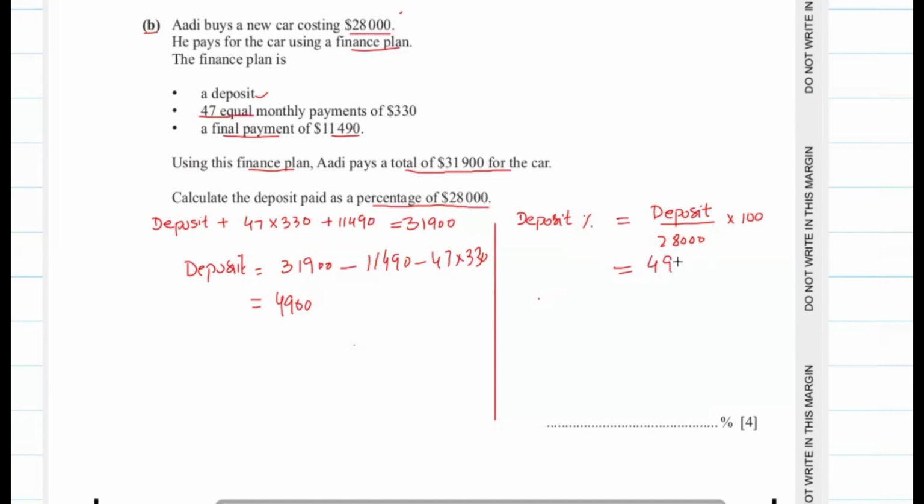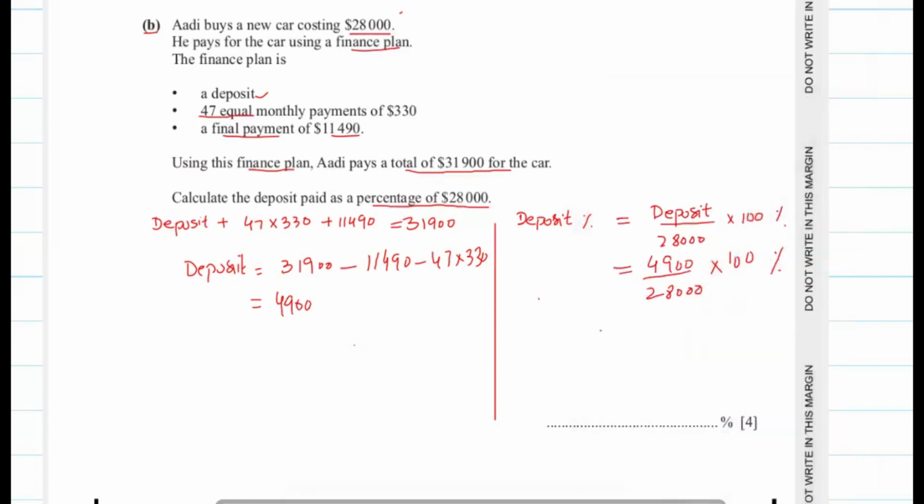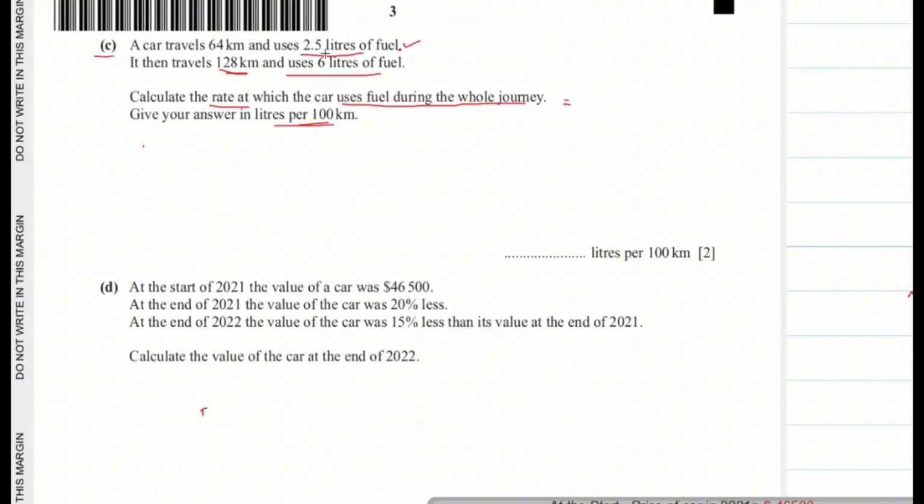Therefore, we can write 4,900 divided by 28,000 multiplied by 100%. And we can calculate 4,900 multiplied by 100 divided by 28,000, and this value is equal to 17.5, and therefore 17.5% is the answer.